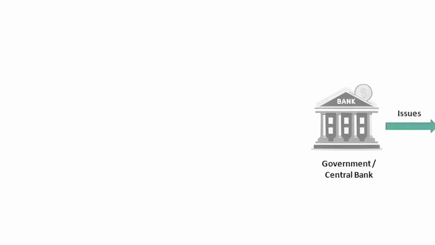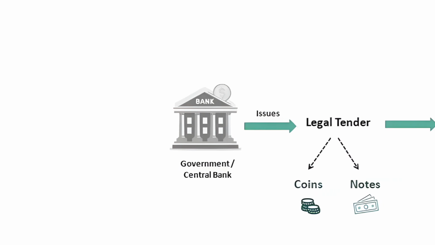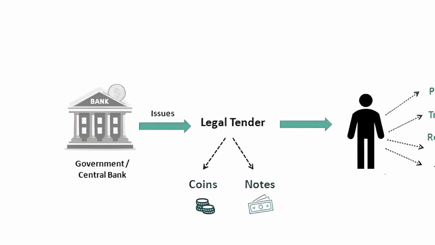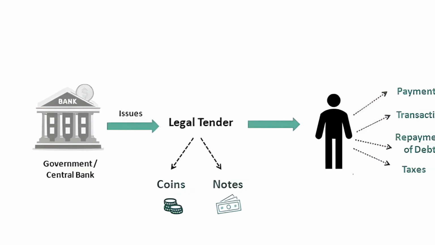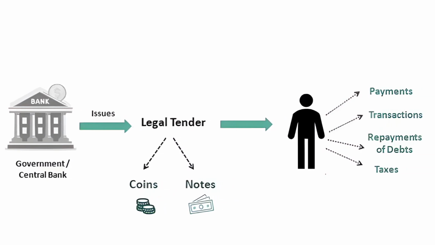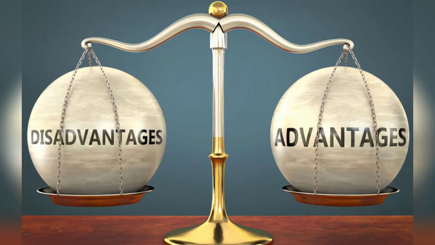The first type of money that we are going to talk about is fiat money. Fiat money is money that has no intrinsic value but is declared by a government to be legal tender. Fiat money is not backed by any physical commodity, such as gold or silver, but by the trust and confidence of the people who use it. The most common examples of fiat money are coins and banknotes that we use every day. Fiat money has some advantages and disadvantages.